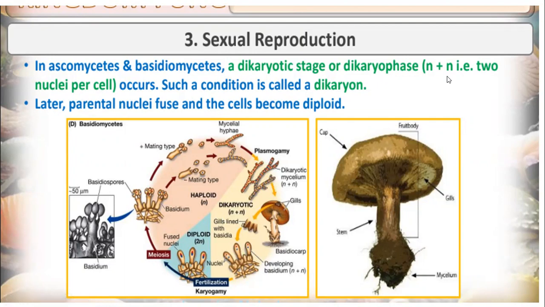First, it will become n plus n, that is nucleus and nucleus are together. But in some fungi, they directly fuse to form diploid. In some, they will stay together for some time. Such a condition is called dikaryotic. Later, parental nuclei fuse and cells become diploid.